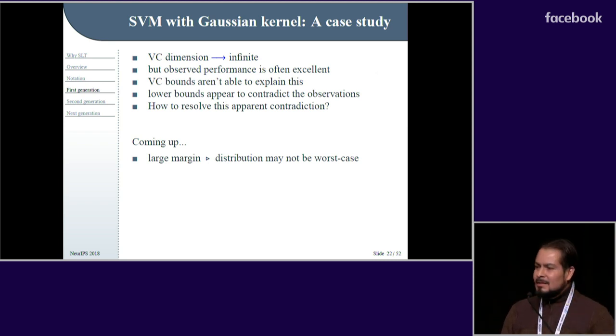So the point is that the VC bounds are worst case kind of bounds. And the graph that you just saw may be suggesting that sometimes we may not be dealing with a worst case data generating distribution. And how does one then exploit that? Well, answers will come very soon.